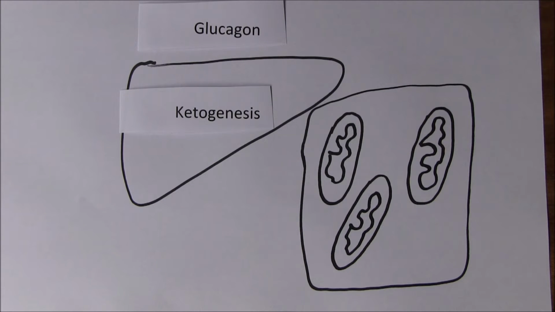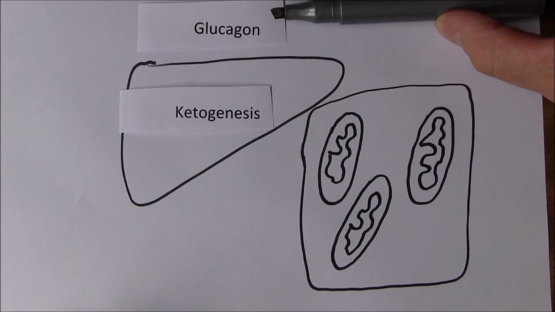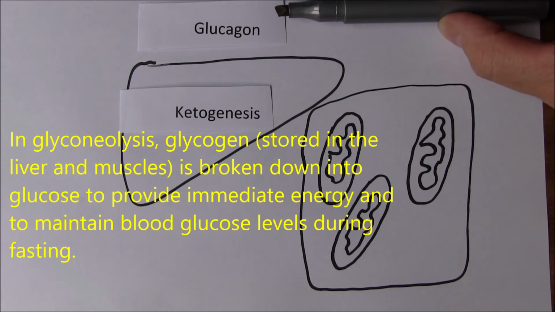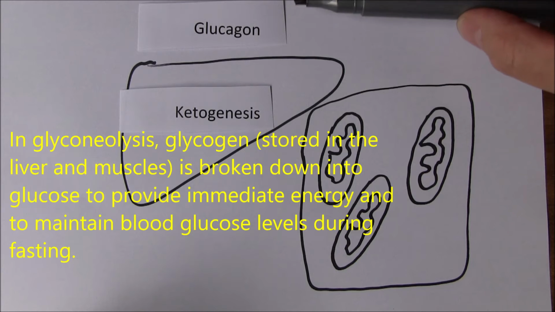Now, if blood sugar levels drop, that's detected by the alpha cells of the pancreatic islets. And in response to this hypoglycemic stimulus, they will produce glucagon. And glucagon will do various things. So to begin with, for example, glucagon will facilitate glycogenolysis, breaking glycogen down into glucose. But we only store enough glycogen for a few days of starvation.